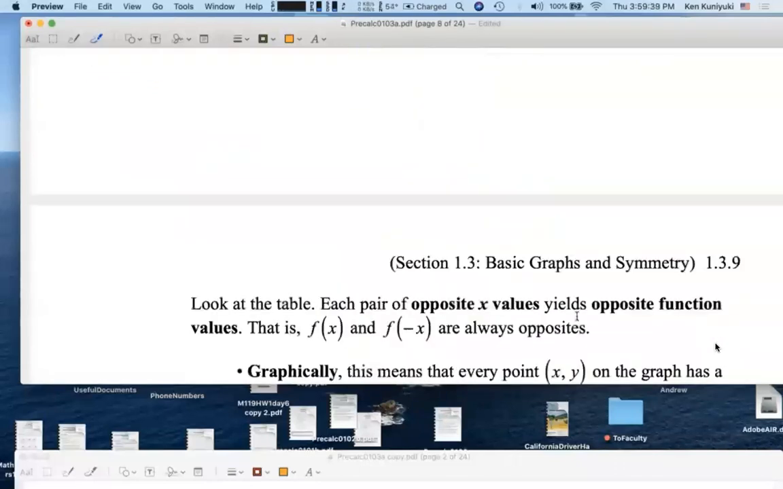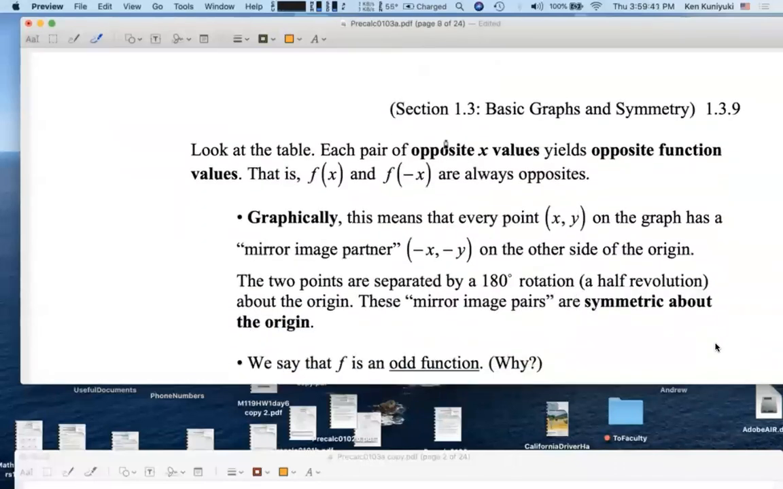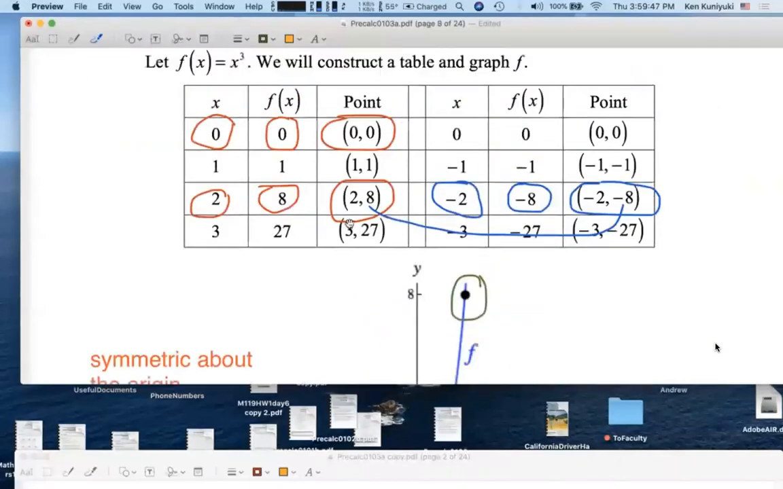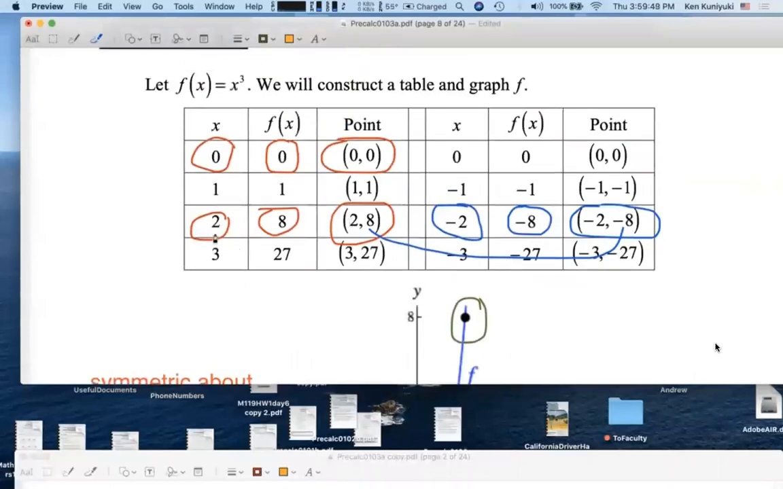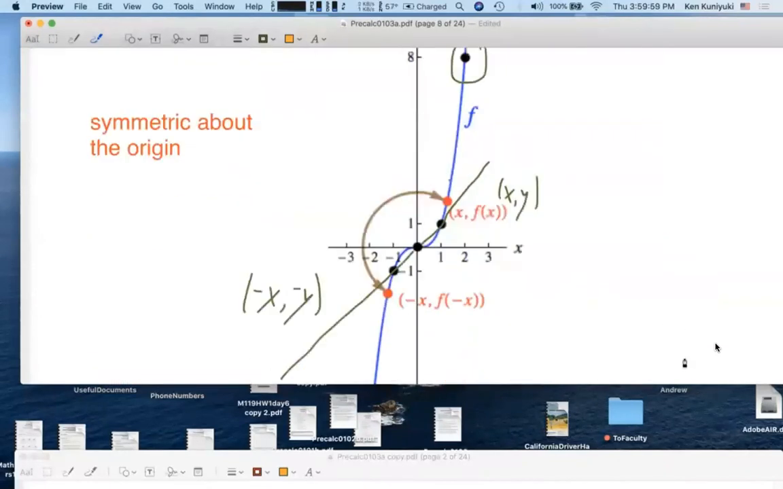All right. Opposite x values yield opposite function values. Okay. Again, 2 and -2 lead to opposite function values, 8 and -8. Opposite x values lead to opposite function values.